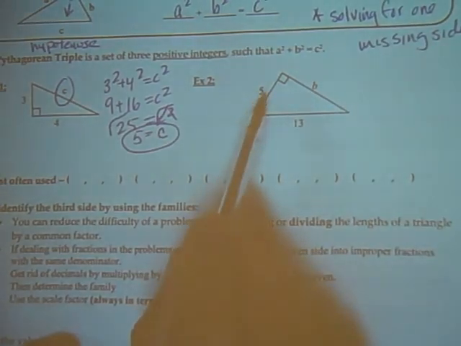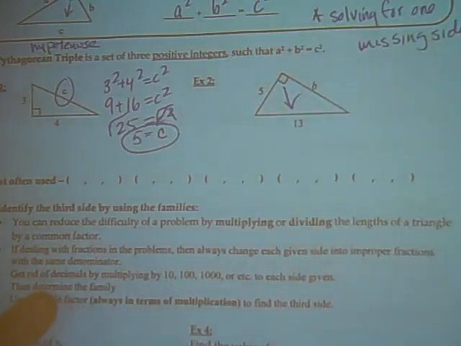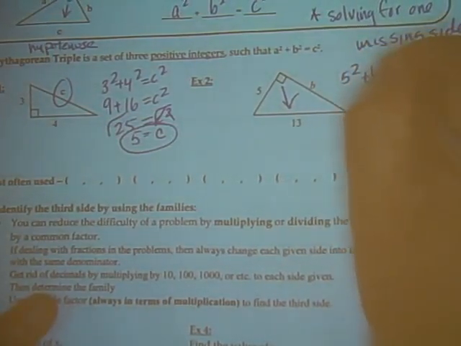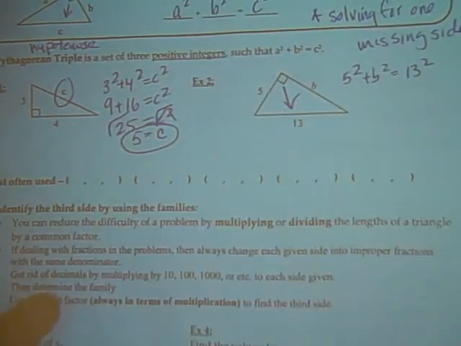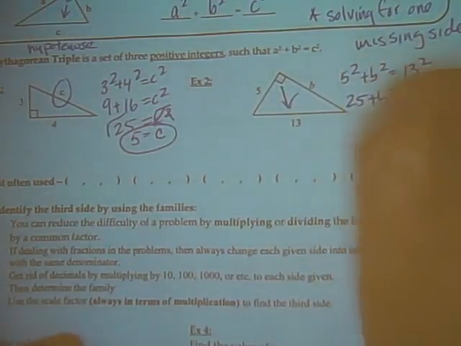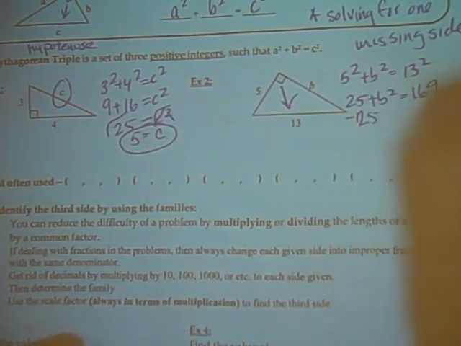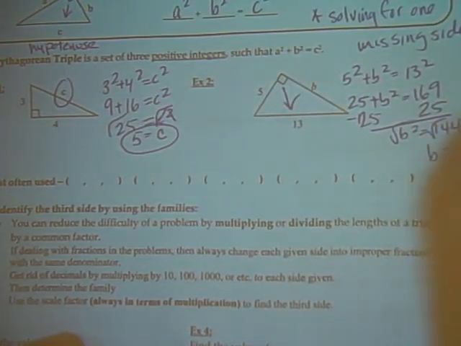Next, we have another one. 5, 13, b. What we have to recognize is, here is our hypotenuse. So it is 5 squared plus b squared equals 13 squared. Remember, your hypotenuse is always your final number in this formula. So we got 25 plus b squared equals 169, minus the 25. b squared equals 144. Square root that. b equals 12.